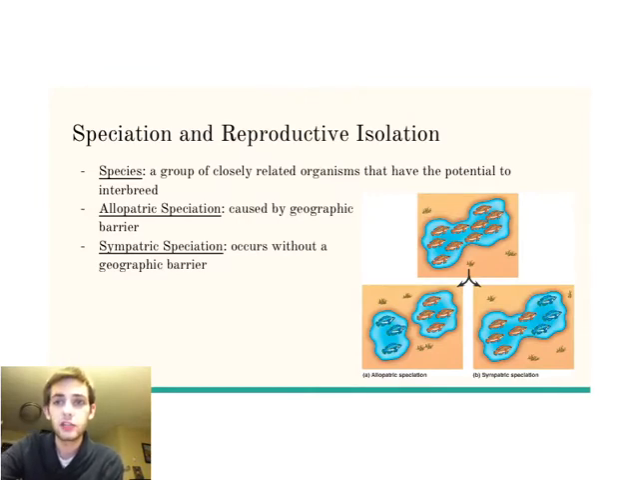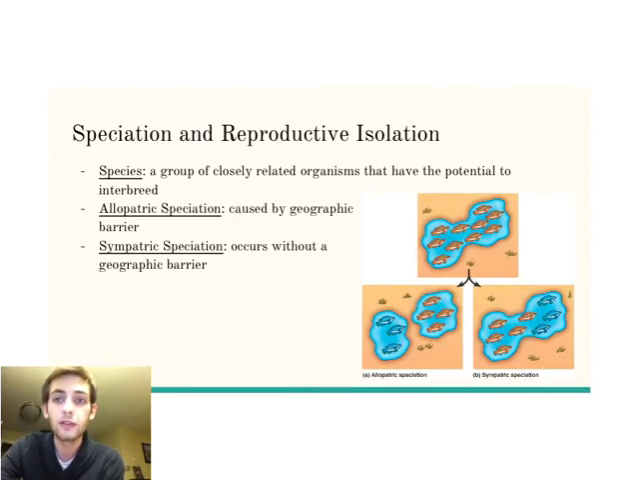Moving on to speciation and what leads to speciation, we first need to define what a species is. A species is a group of closely related organisms that have the potential to interbreed with one another. So if the organisms can still breed with other organisms, they are considered a species. And when we talk about speciation, we're talking about that divergent evolution, so a common ancestor splitting off. How does that occur? Well, that's going to occur through reproductive isolation, meaning that those organisms no longer interbreed with one another for whatever reason.